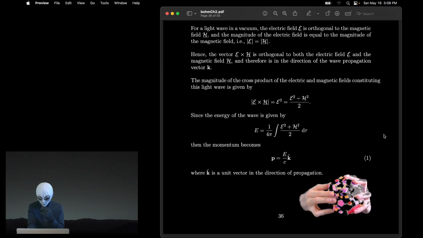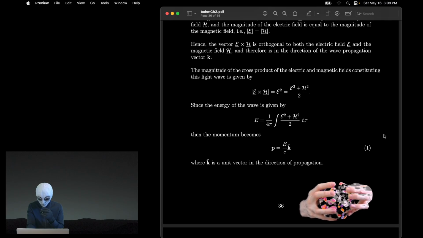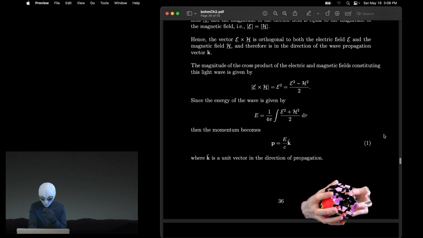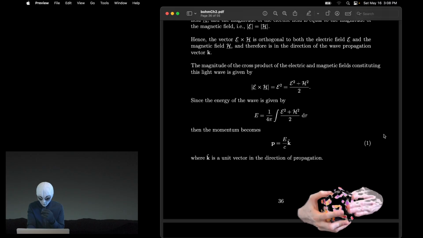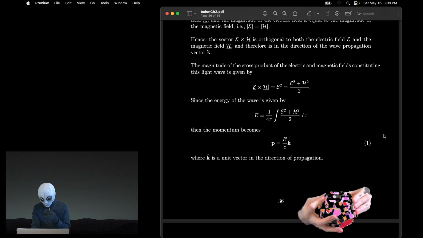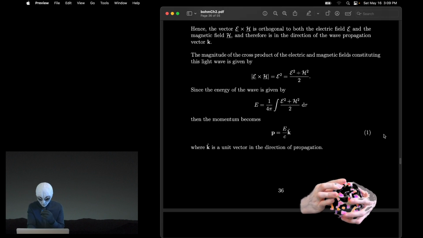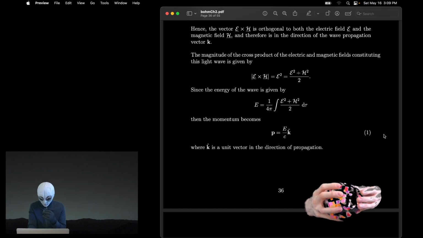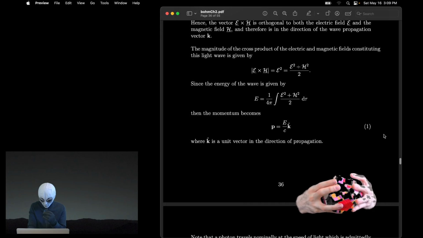The magnitude of the cross product of the electric and magnetic fields constituting this light wave is given by the magnitude of E squared, which is equal to (E² + H²)/2. Since the energy of the wave is given by E = 1/(4π) times the integral of (E² + H²)/2 dτ, then the momentum becomes the vector p = (E/c) k̂, where the vector k̂ is a unit vector in the direction of propagation.